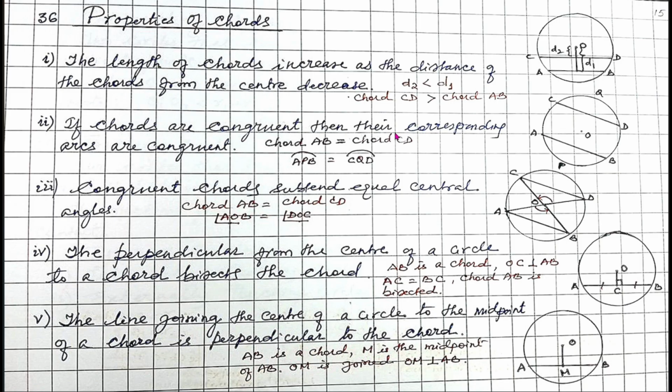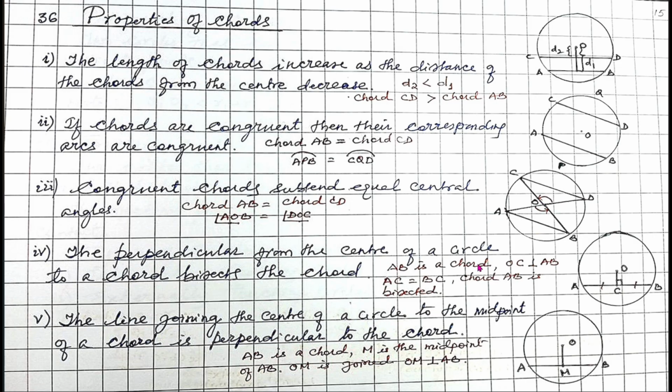If chords are congruent, then their corresponding arcs are congruent. Here we have two chords AB and CD that are equal chords, and the arcs which they subtend, arc CQD and arc APB, are both equal. Remember that. So two congruent chords subtend congruent arcs. Congruent chords subtend equal central angles. If we have two chords AB and CD equal, then angle AOB is equal to angle COD. That means both the chords subtend equal angles at the center.